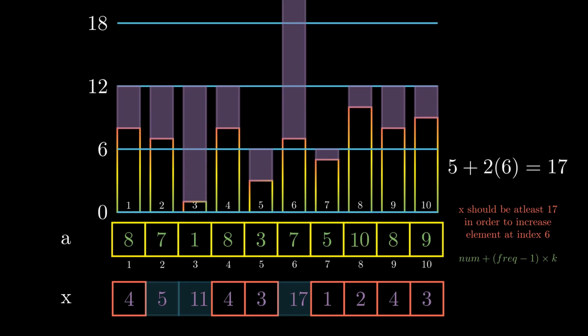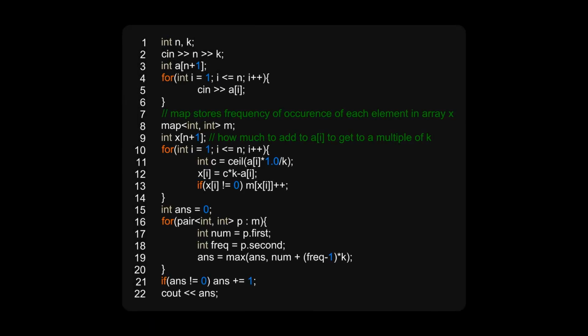Now let us discuss the code. In lines 1 to 6, we just take the input from the user, whatever is required. Then there is a map M which will store the frequencies of elements in the X array. Then we have the X array, and now we loop from 1 to n, that is for all elements in A. Now we need to calculate x of i. How to do that? Recall that x of i was the amount to be added to A of i to make it a multiple of k.